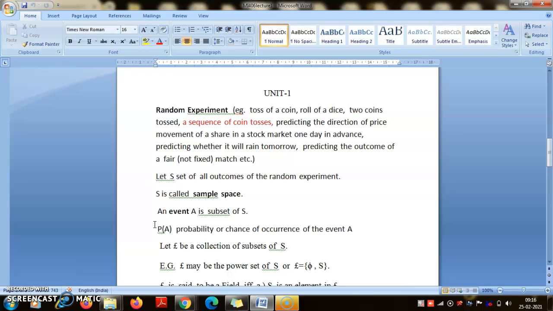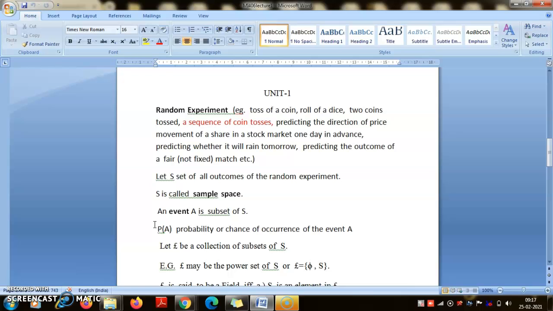For example, the example that I have marked with red, I want you to introspect that this does not have finitely many possible outcomes. It has infinitely many possible outcomes. So a random experiment is an experiment which has more than one possible outcome. Second, the set of all possible outcomes should be known. And third, the experiment can be repeated under identical conditions. If it has these features, then it is called a random experiment.